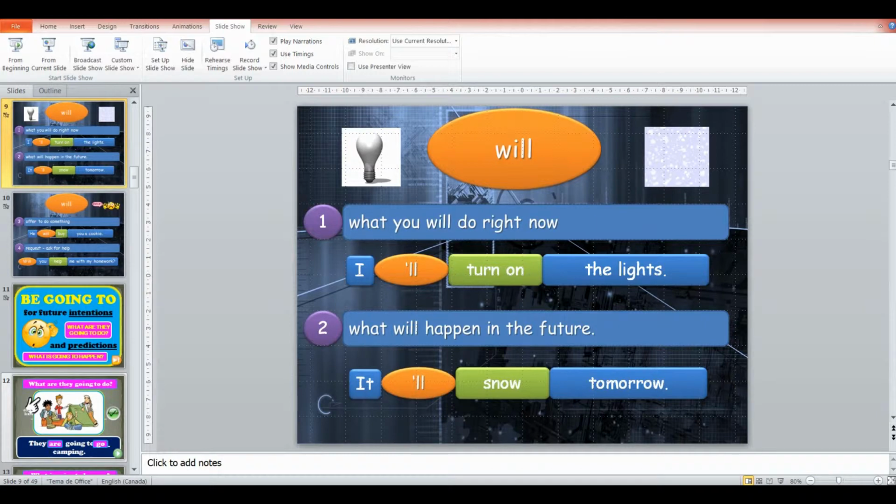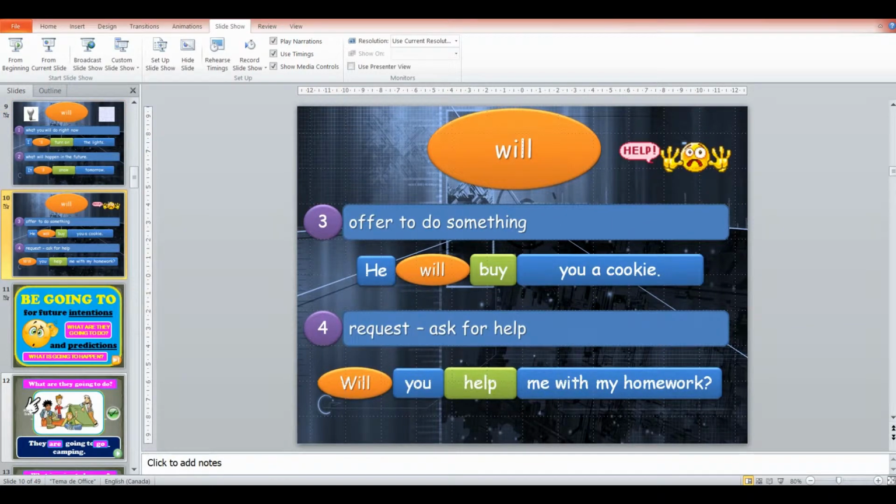Also for will, we have what you will do right now, so an immediate action, and also what will happen in the future, so basically a definite future, or almost definite prediction, I guess, and offer to do something, and request to ask for help.